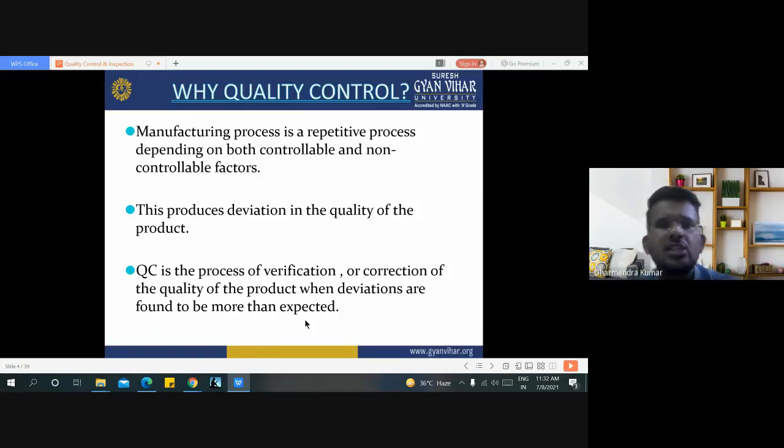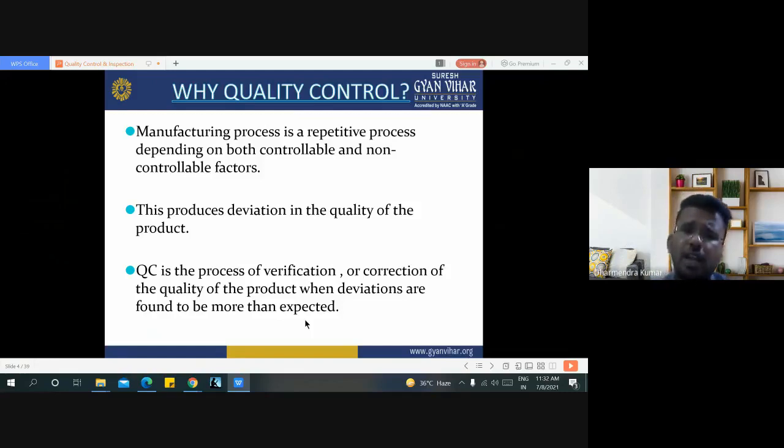Quality control is a process of verification or correction of the quality of the product when deviations are found to be more than expected. As we have discussed earlier, we expect some characteristics in the final product, and when the product comes from the manufacturing unit, we compare the various parameters of its characteristics. If the deviation is less, or within the margin, then the product goes to the final inventory.